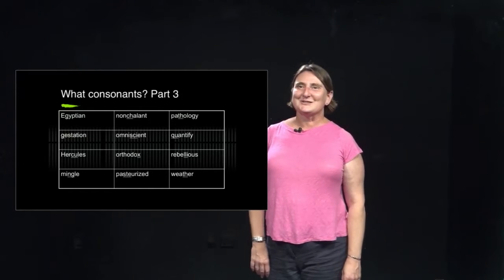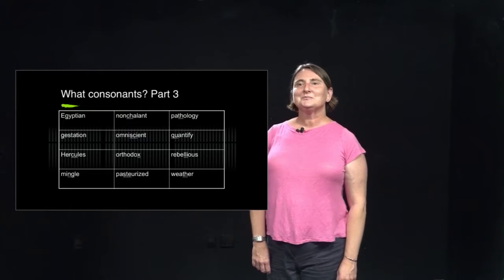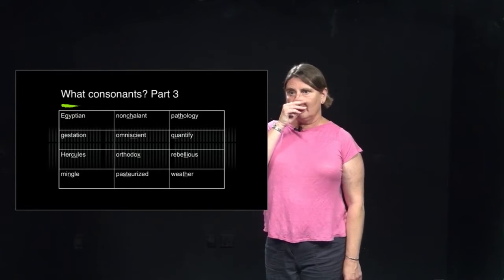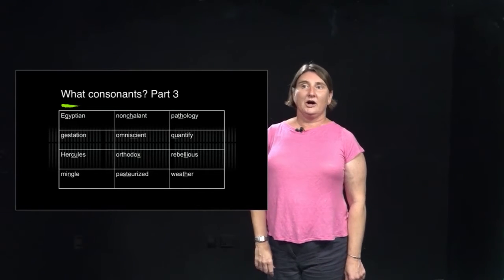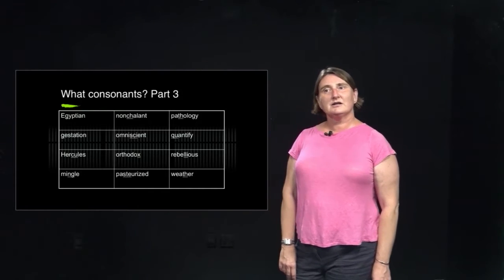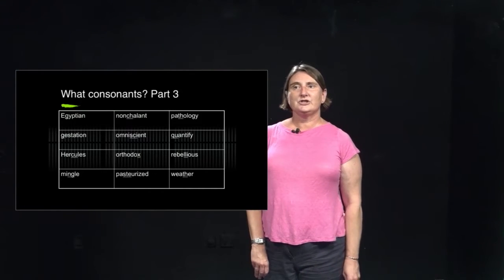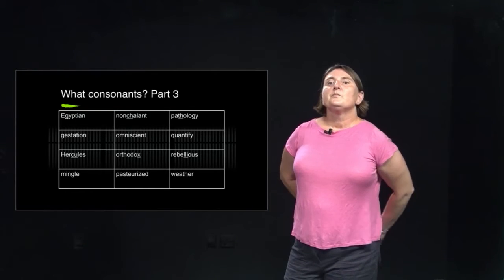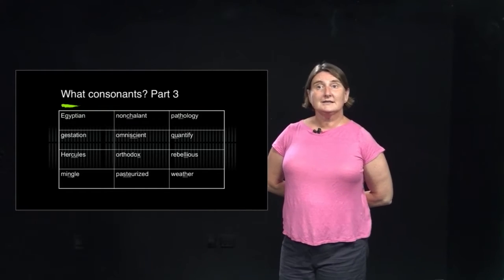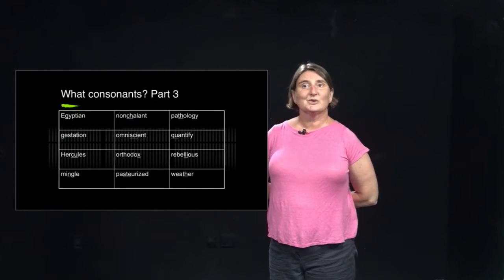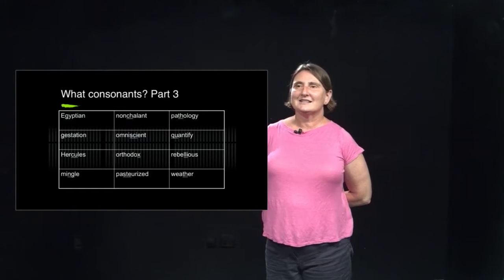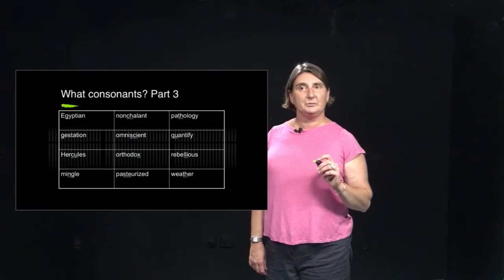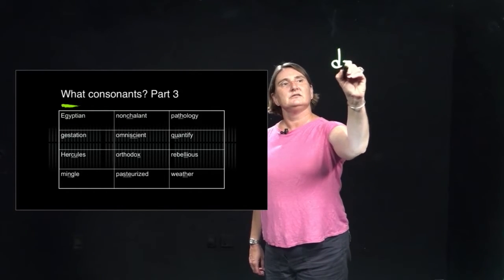Surprise! Another box of words for you to choose the consonants from. So here we have Egyptian, gestation, Hercules, mingle, nonchalant, omniscient, orthodox, pasteurized, pathology, quantify, rebellious, and weather. So, now's the time you can pause, think about how you would indicate those sounds, or come along with me and do it as I do. So first one, we've got Egyptian, a J, Egyptian. So that should be J for Egyptian.